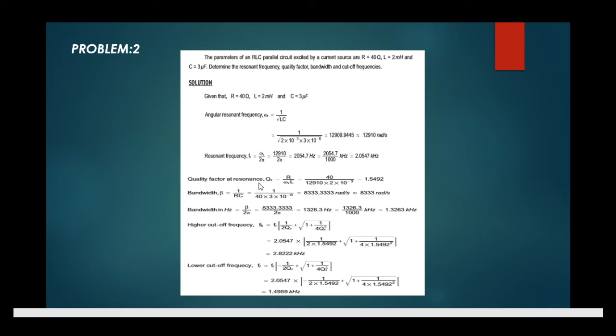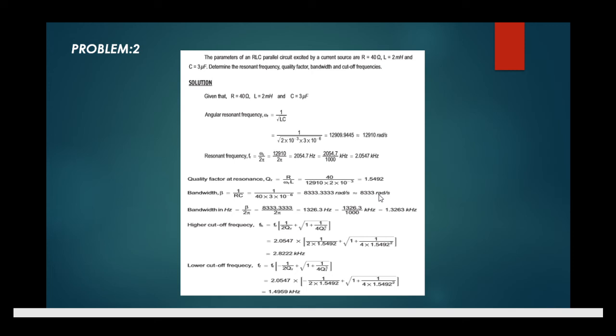Now quality factor at resonance for excited by current source. So that QR formula is R by omega R into L. So remember this correct formula, and if you substitute, you get the answer is 1.5492, and the bandwidth relation for this kind of current source excitation is given as 1 by RC. So if you substitute the value, you get 8333 radians per second.